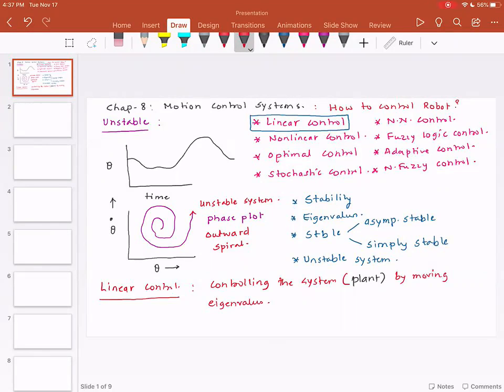Now, before we dig deep into the eigenvalues and analysis, I'm going to quickly revise what I discussed earlier, because that material is super important. When you try to analyze a system or a plant, there are two ways it can be analyzed. One analysis is in time domain. And the other analysis is in frequency domain.